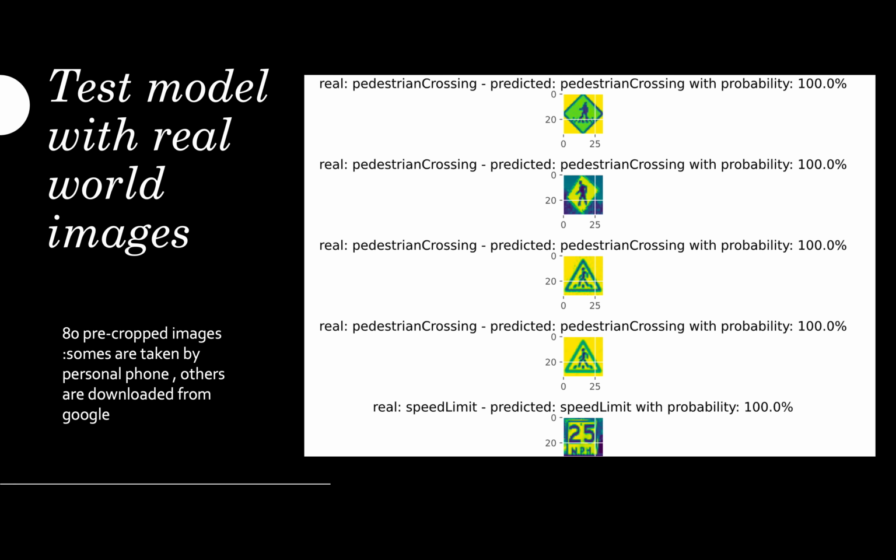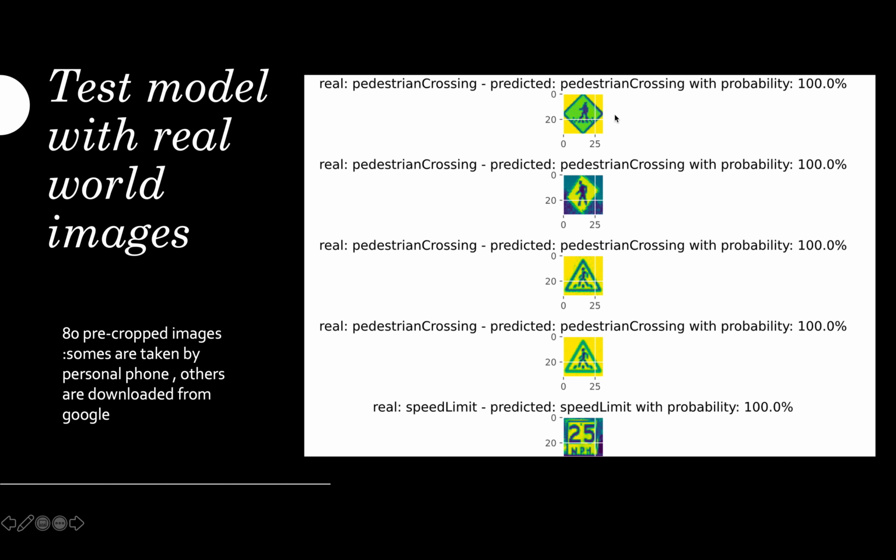And then I tested that with real world images. For the real world images, I went out and took pictures of stop signs around my place, and some of the pictures I downloaded from Google. I pre-cropped them. There are 80 cropped images, with 25% for each class, so pretty much 20 images for each class.